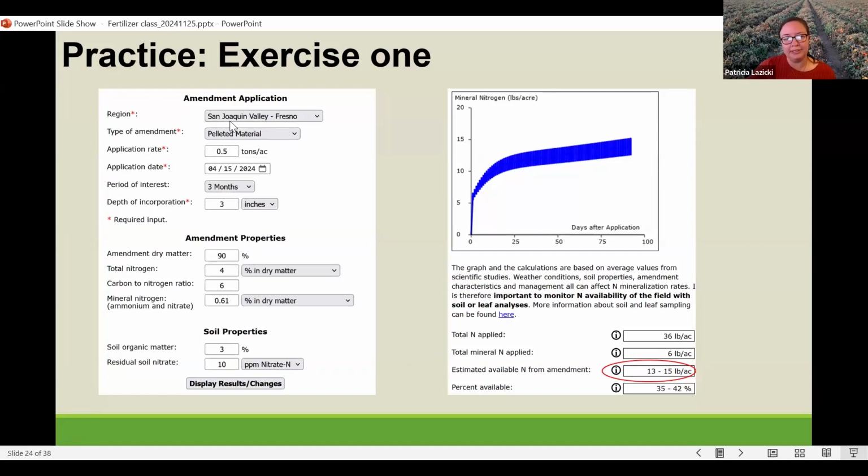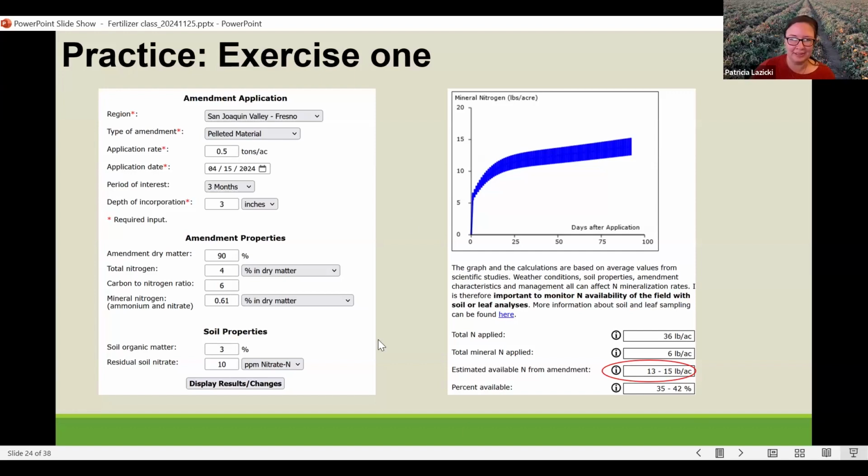We marked our region as San Joaquin Valley, Fresno. It was called a pelleted material. We said it was half a ton, applied on April 15th over 3 months, incorporated to 3 inches. And we had to put the percent nitrogen in the total nitrogen. So that was a little bit of a trick question. The default value that it would give you would be 5.6, and just left everything else with the default. And that gives the 13 to 15 pounds of nitrogen per acre. So I had the answer as 15.